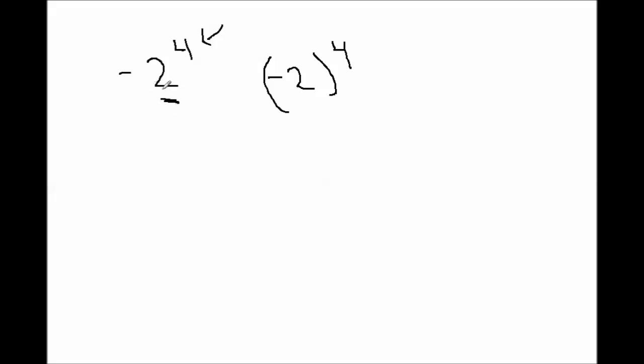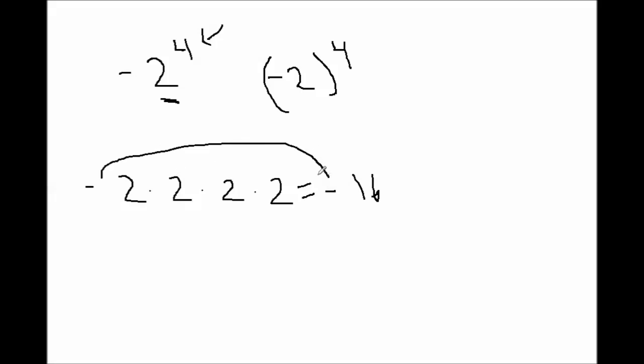So over here, the base is actually 2. It's not -2. The negative sign just stays out front. So it says -2 times 2 times 2 times 2. So we just leave this alone for now. We get 2 times 2 is 4, 4 times 2 is 8, 8 times 2 is 16, and we just take that negative sign and move it right over here.